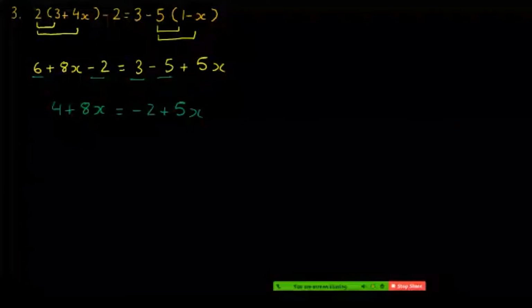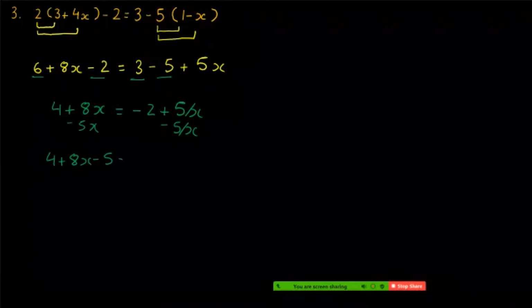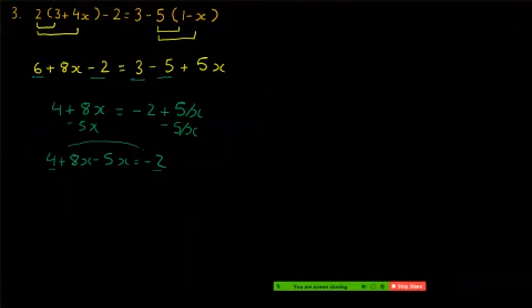Okay, now what I'll do is subtract 5x from both sides. So I'll subtract 5x from here. I'll subtract 5x from here as well. So it's going to be 4 plus 8x minus 5x is equal to minus 2. Now, because this constant 4 is positive, if it goes to the other side of the equation, it will become a negative. So it's going to be 8x minus 5x is equal to negative 2, negative 4.